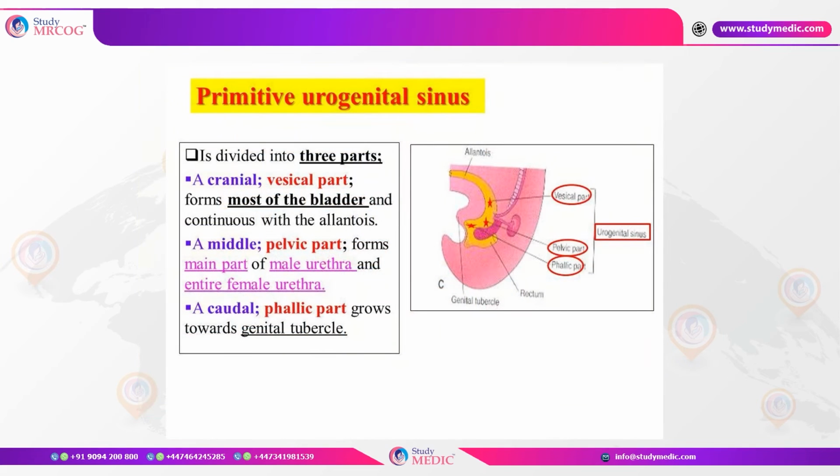This is the fate of the primary urogenital sinus, where we have the division into three different parts: the cranial or the vesical part, which is going to form the bladder; the middle part or the pelvic part, which is going to form the main portion of the male urethra and the entire female urethra. The caudal part of this is called the phallic part, which is going to grow towards the genital tubercle.